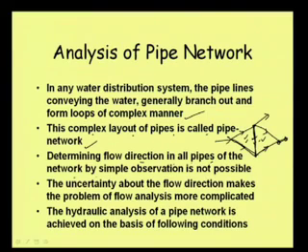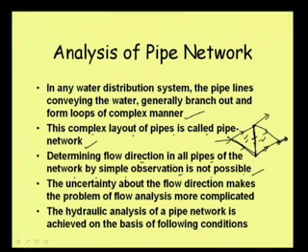But in real situations there will be networks containing several loops having this sort of common pipe. This pipe is common to this loop as well as that loop. So in this pipe it is very difficult to say what the direction of flow will be, and that is the major problem. Determining the flow direction in all pipes of the network by simple observation is not possible.